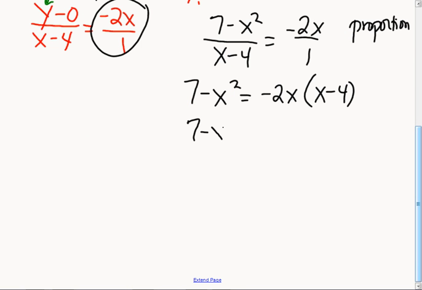So it's 7 minus x squared equals minus 2x squared. What's the sign going to be? Negative 2 times positive negative 4 plus 8x.